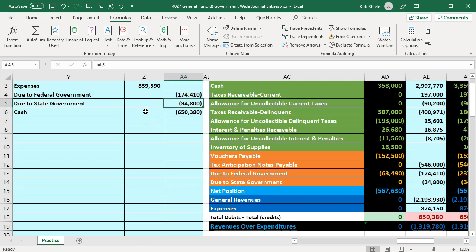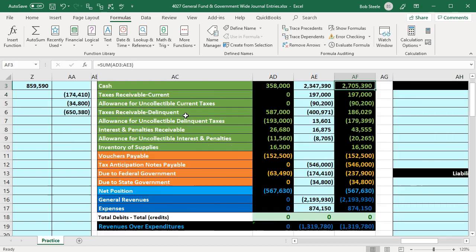Then we have the cash. Cash is up top. We're in AE3. Something's in it, so I'm going to double click on it, go to the end of it, plus, and point to the cash, 653.80, and enter. There we have it. That looks good.